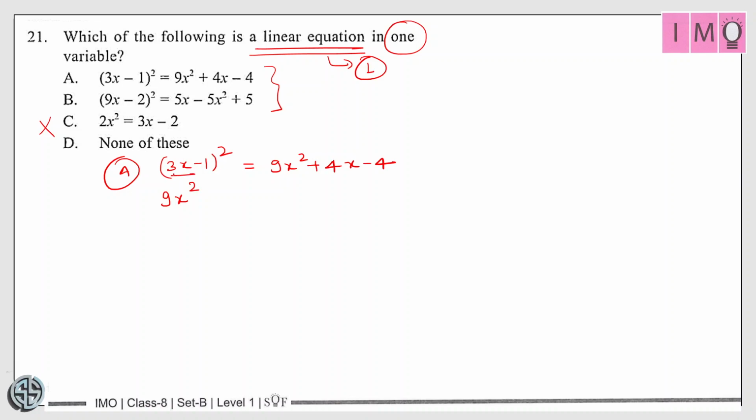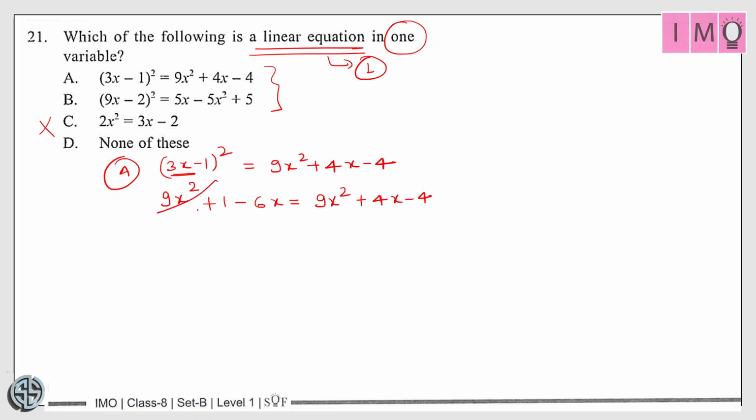So this is the term A. A square means (3x) square, 3 square is 9, x square is x square. Then B is 1, so B square will become 1. And then minus 2AB. A is 3x and B is 1, so 2 into 3x, it will become minus 6x. Now when you compare, it will become 4x minus 4.